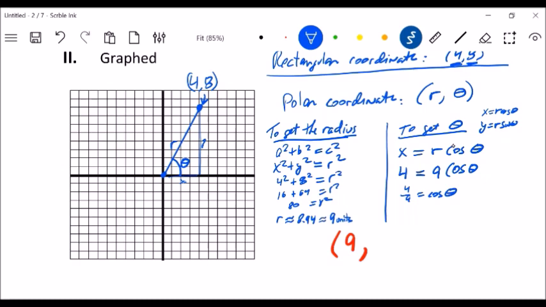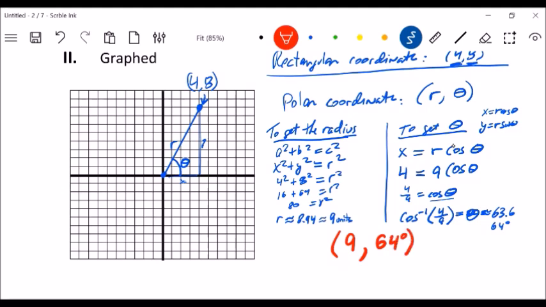If you want the angle for cosine, you do cosine minus 1 of the amount of the cosine, and that will give you the angle. And then put that into the calculator, and you get approximately 63.6, which we can round to 64 degrees, or leave 63.6. I'm going to make it 64 degrees. And that is the polar coordinate. So to get it, we use the x and the y, and then either the x or the y first to get the radius, then to get the angle.